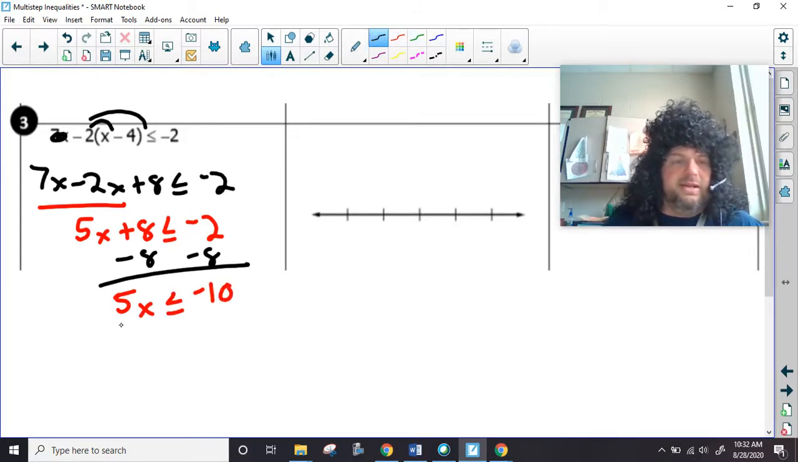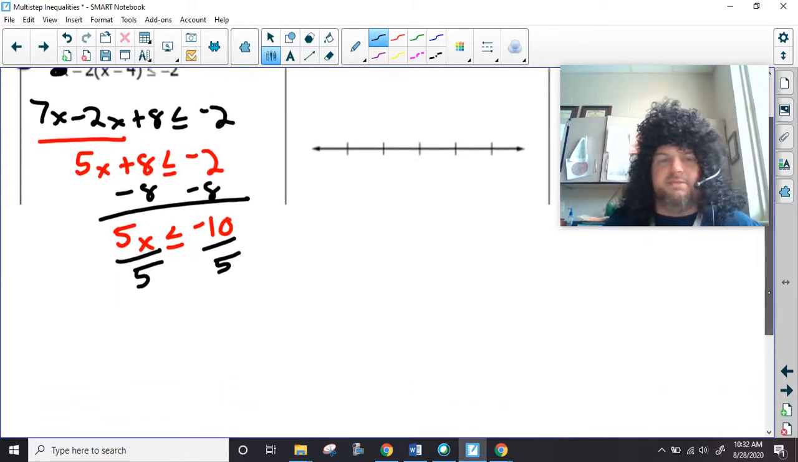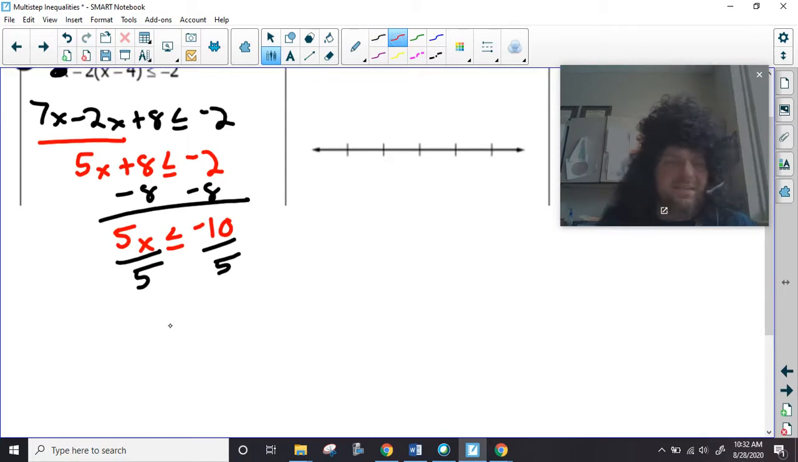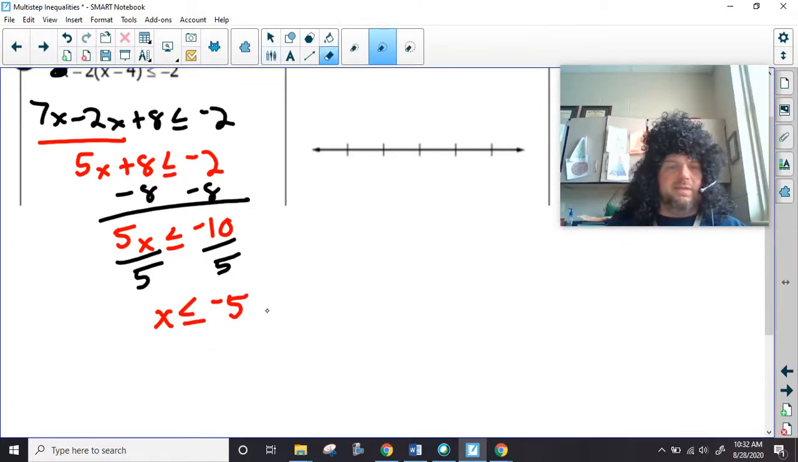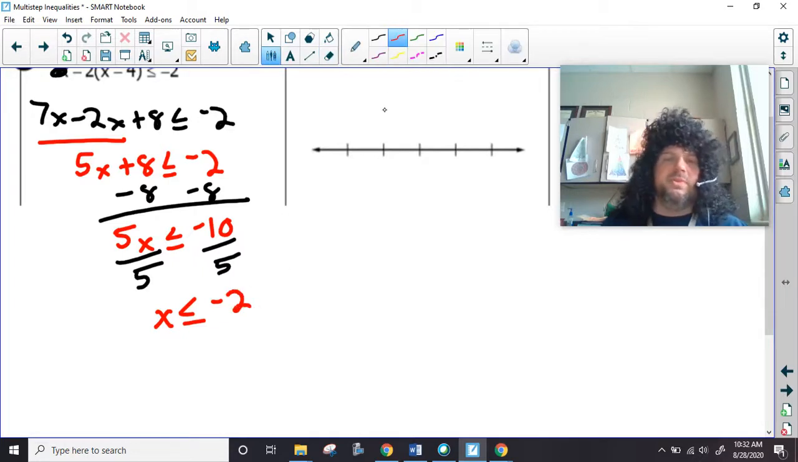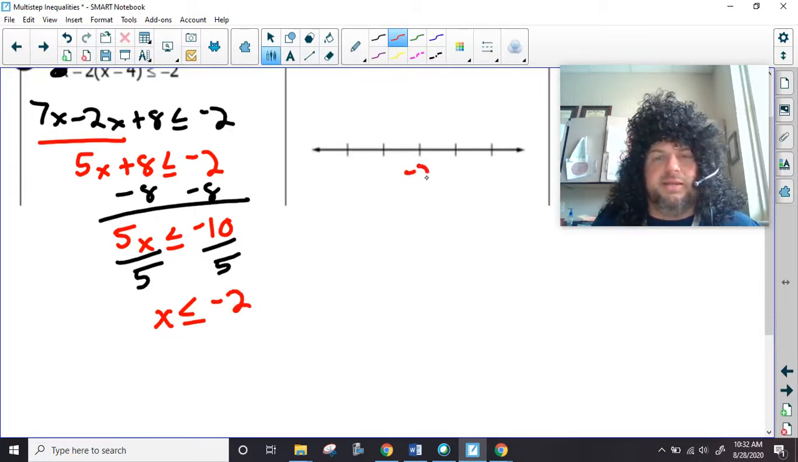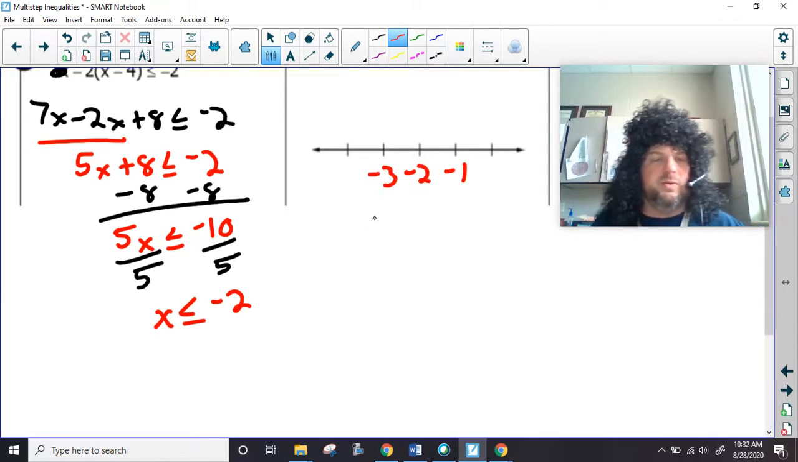Now, when I divide by this 5, I'm going to get a negative number as my solution. That does not mean that I changed the sign. I did not divide by a negative. All I did was subtract. I've got to divide by 5, so x is less than or equal to negative 2. So we have negative 2 right here, negative 1, negative 3.